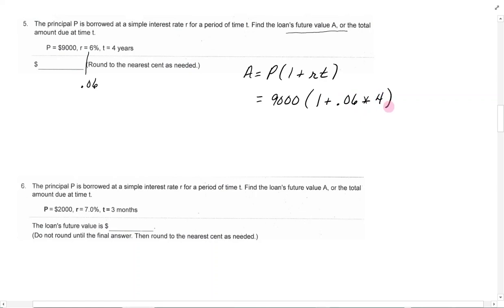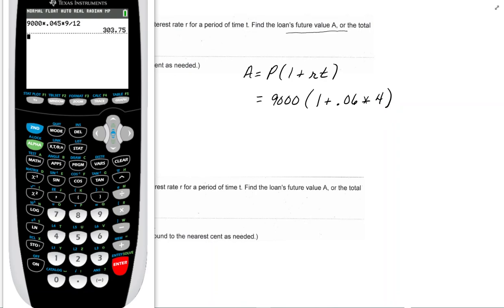And my calculator is going to do the rest, so let me pull it up. I have 9,000, open parentheses, 1 plus 0.06 times 4, close. Okay, let's see what we get.